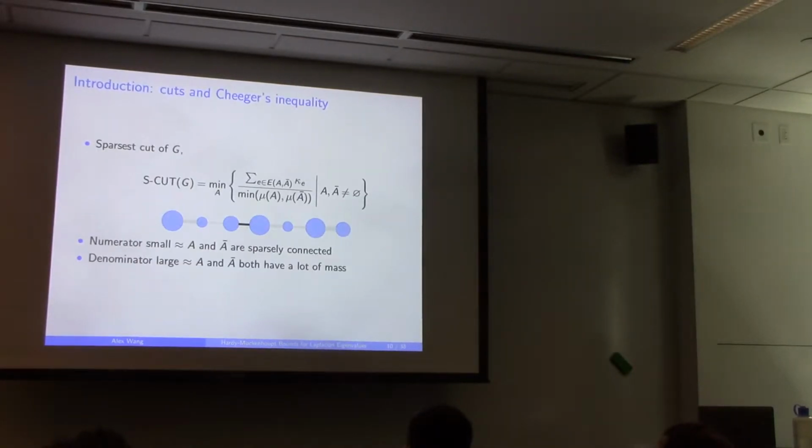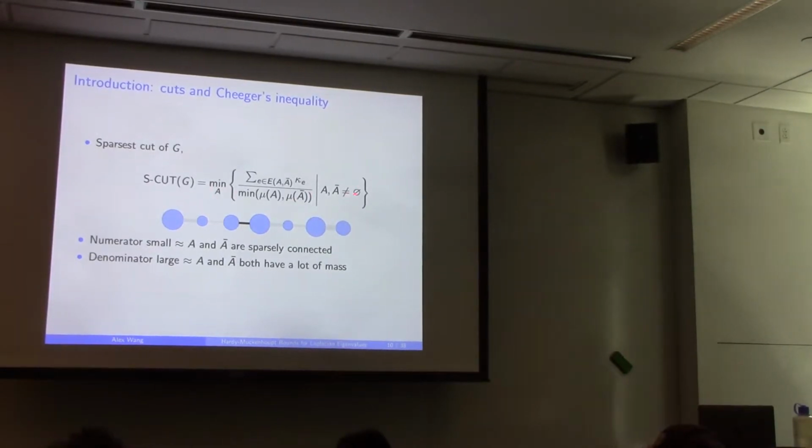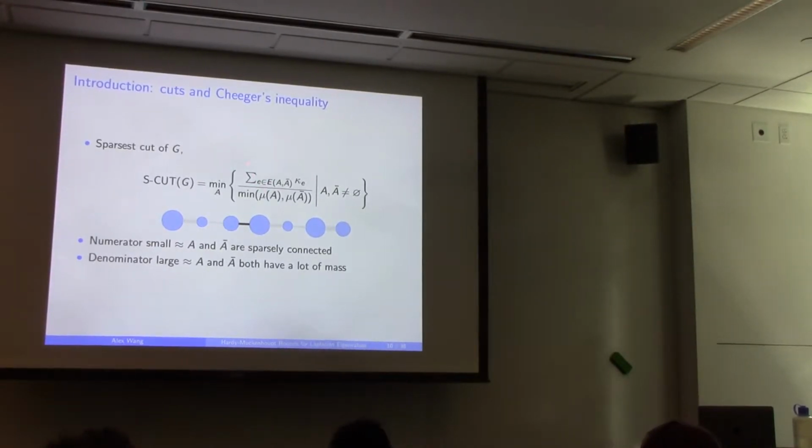So Cheeger's inequality. Cheeger's inequality has to do with the sparsest cut of a graph. The sparsest cut of a graph, which I denote as cut, is just the minimum over proper non-empty sets of vertices of this quantity here. In the numerator, you have the sum over all the edges crossing your cut. So you have a partition. In this example, A is the first 3 vertices, and A complement is the 4 vertices on the right. So in the numerator, I have the sum of the spring constants of all the edges crossing the cut. For here, that's just going to be this one thick edge here.